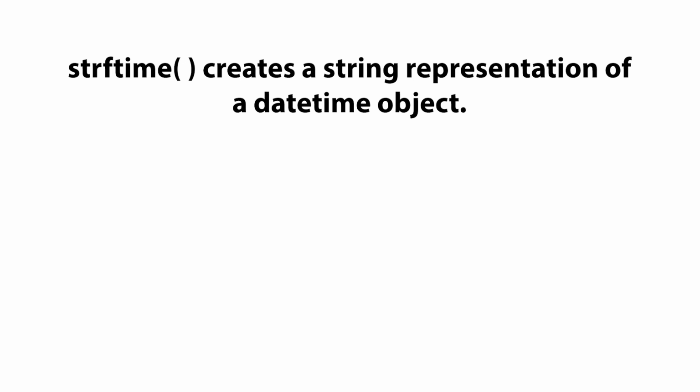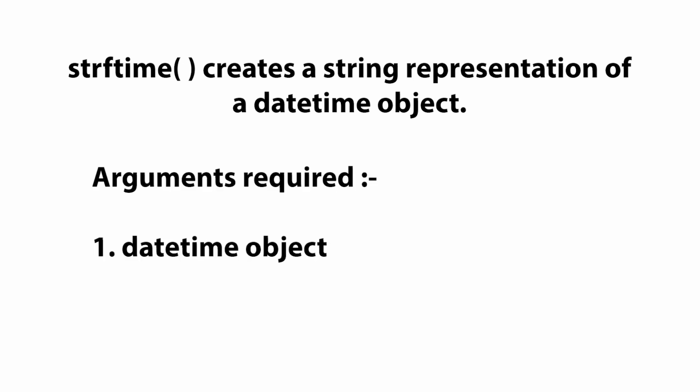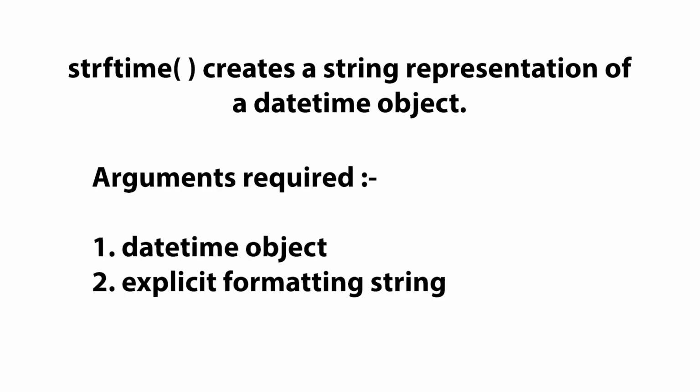In order to do that, you are supposed to provide two arguments, a Datetime object and an explicit formatting string. To check the complete list of formatting strings, check out the description. You should find a link. You can also click on the I link on the top right corner of the video. Let's use this method to convert current date and time to different formats.